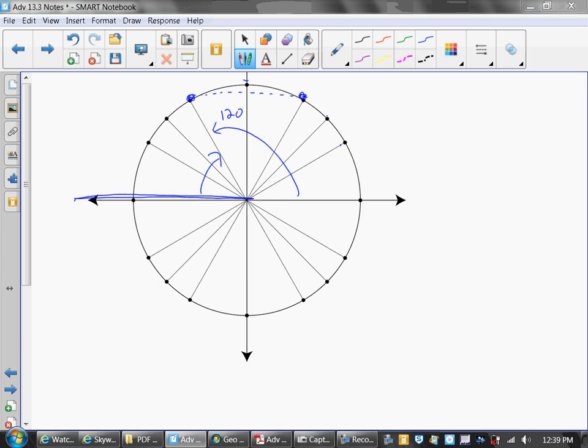What we do to find reference angles depends upon what quadrant we lie in. A quadrant 2 reference angle is always, always, always 180 minus whatever angle you're given.